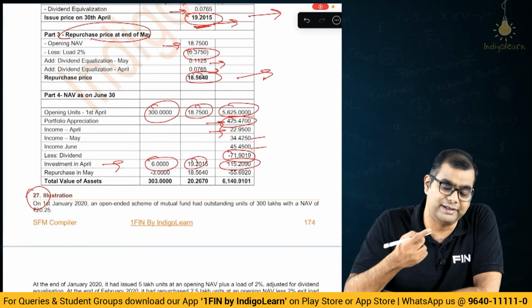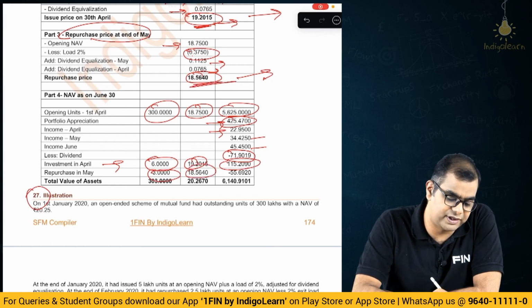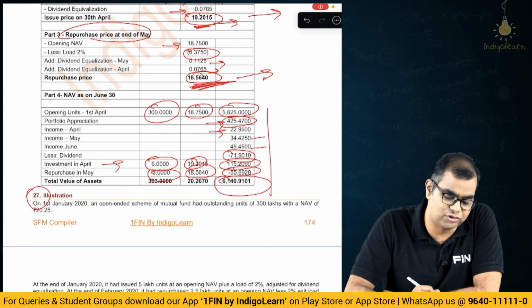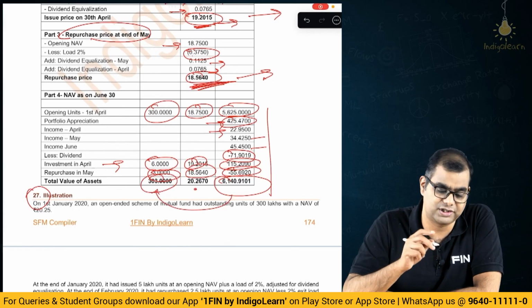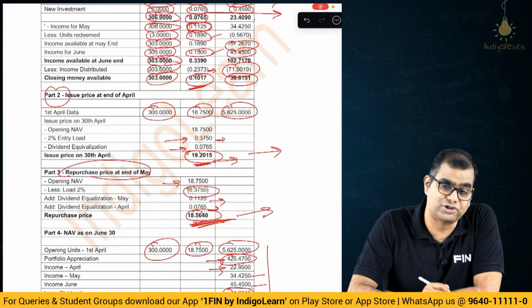Then money that is redeemed is 3 lakh units, and what is the price at which they were redeemed? 15.5640. So, you minus that. Finally, you sum up all of these, you get a value 6140.9109. And this divided by 303 will give you 20.2670. This 20.2670, ideally, if you look at the dividend number here and all of that, this should not be so high.